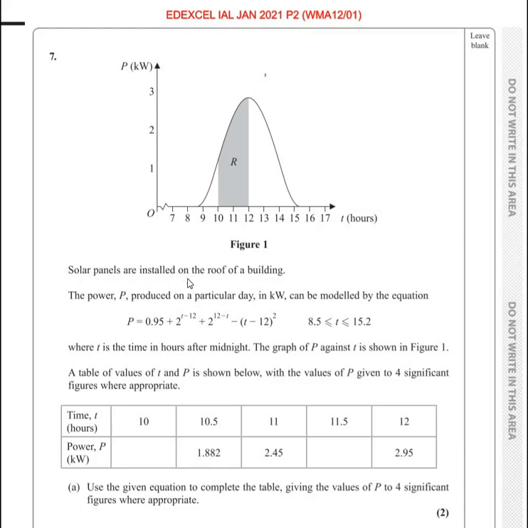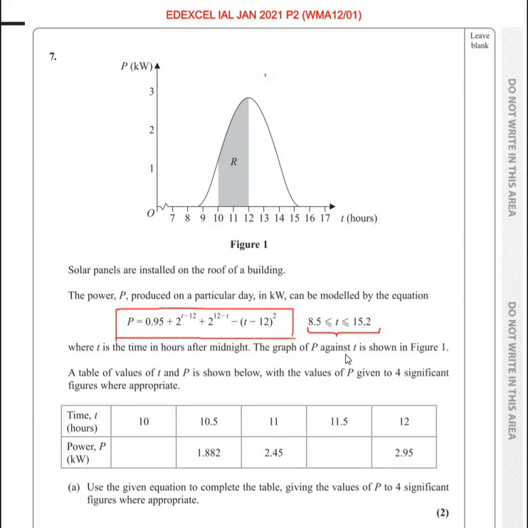Solar panels are installed on the roof of a building. The power produced on a particular day, in kilowatts, can be modeled by the equation. This is the given equation for us to refer to, where T is the time in hours after midnight. The range for the time in hours is between 8.5 and 15.2, including 8.5 and 15.2, because you can see the less than or equal to sign is given here.